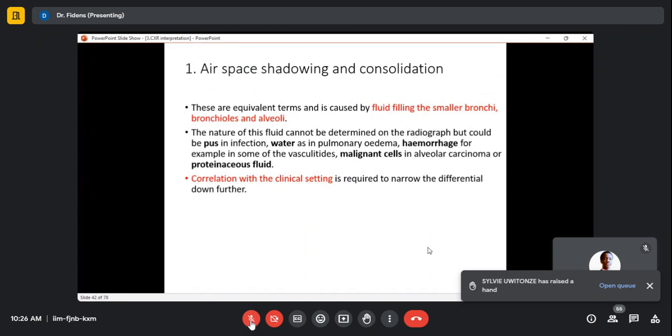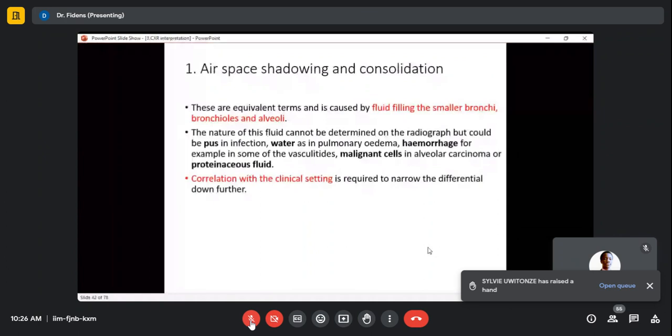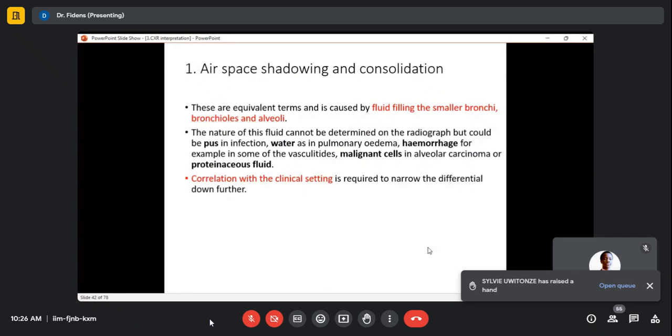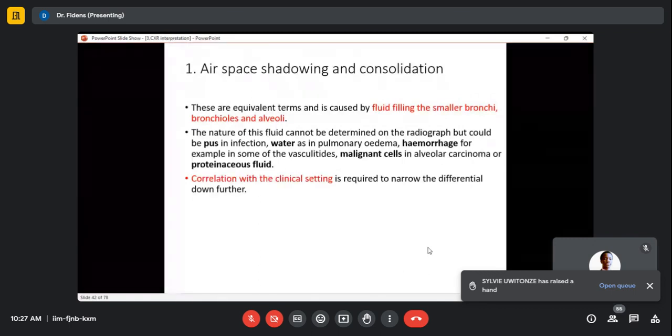So these are equivalent terms. Let me repeat what we saw last time. Equivalent terms, and it's caused by fluid filling the smaller bronchi, bronchioles, and alveoli of the lung. So the nature of this fluid cannot be determined on the radiograph, but could be pus in infection, water as in pulmonary edema, hemorrhage, for example, in some of the inflammations, malignant cells in alveolar carcinoma. I told you what looks most like consolidation is what we call bronchoalveolar carcinoma, or proteinaceous fluid.